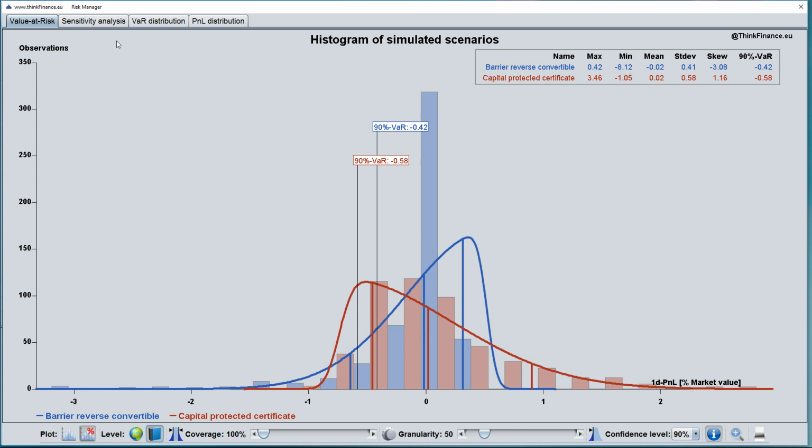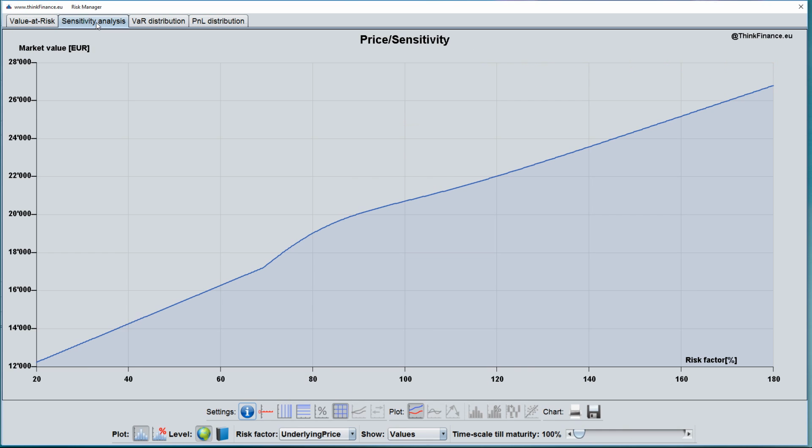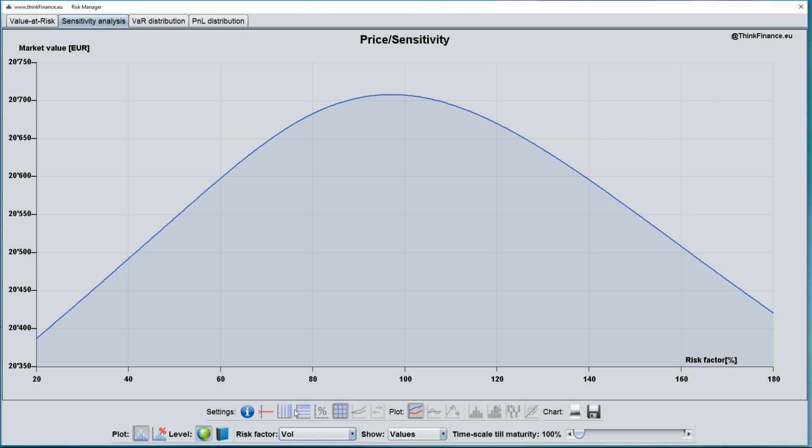Let's move to the next pane, the sensitivity analysis. What you see here is a plot of the market value of these two products as a function of the underlying risk factor, in this case, the underlying price. But I can also plot the market value as a function of, for example, the volatility. And both products depend on volatility because they contain options.